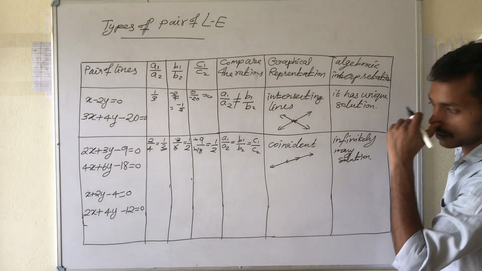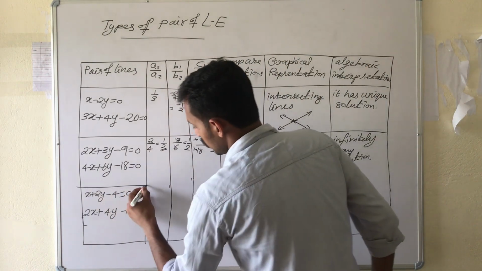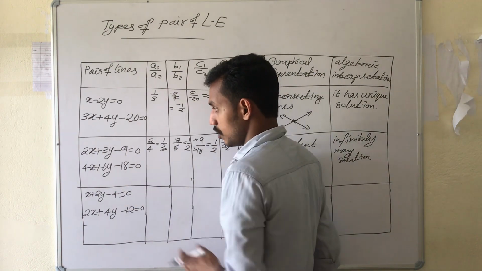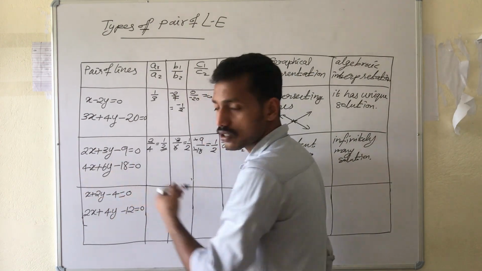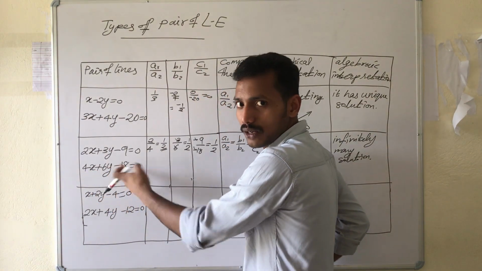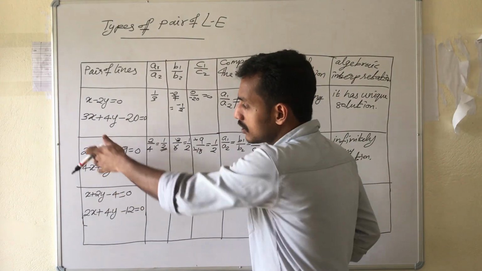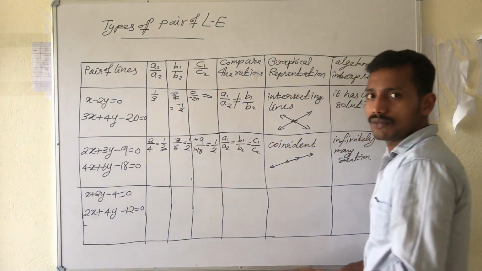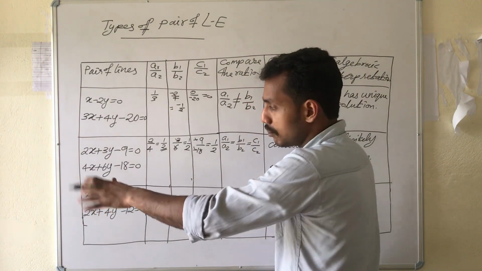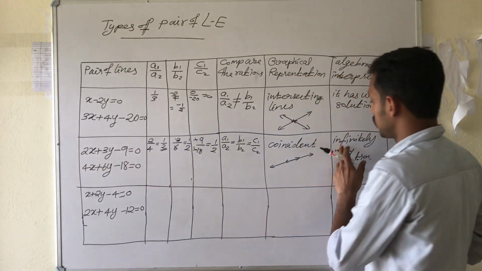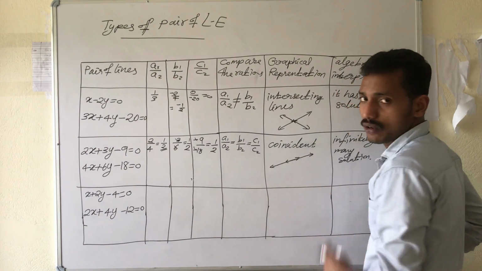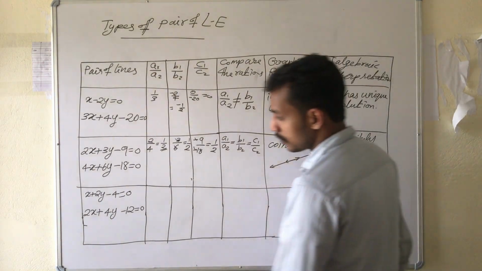That is our interpretation. Now, for this pair, you can simply look and divide one equation by 2. What will you get? 2x plus 6y minus 9 only. That means ultimately these two equations are the same. When we multiply one equation by any constant number, we will get a pair of linear equations with infinitely many solutions. That's why these two lines are coinciding. Clear?